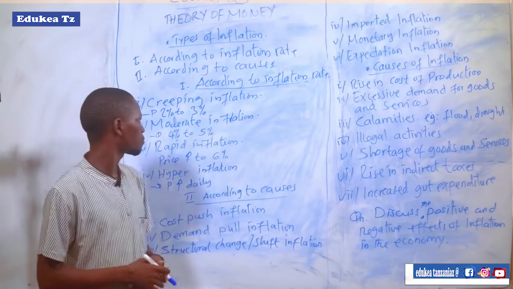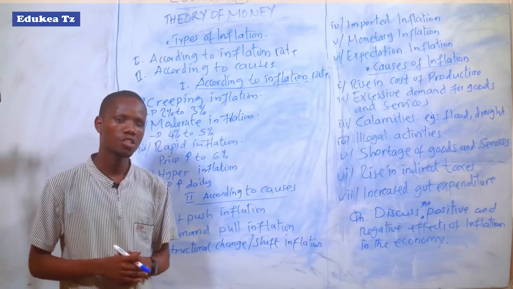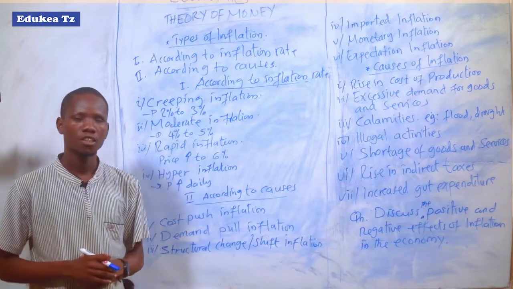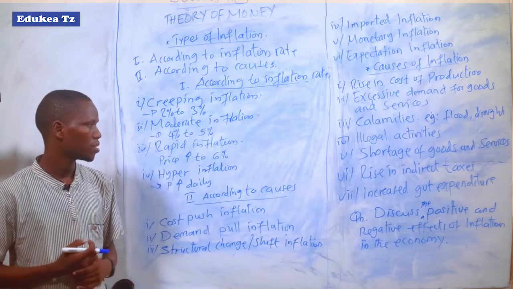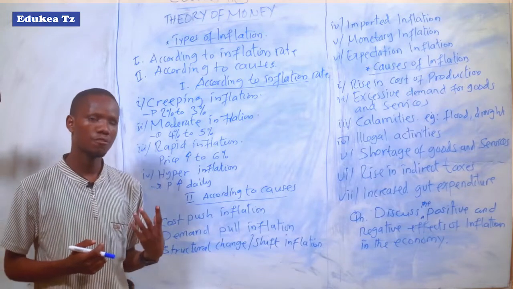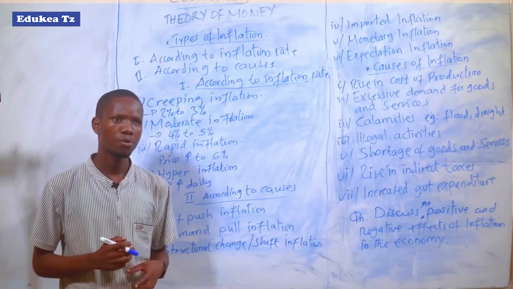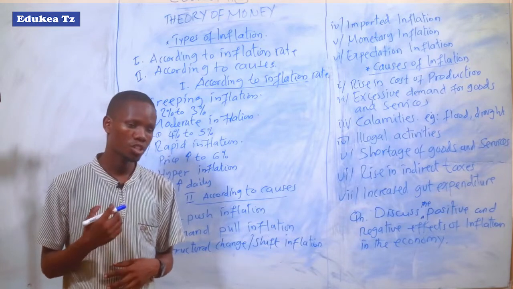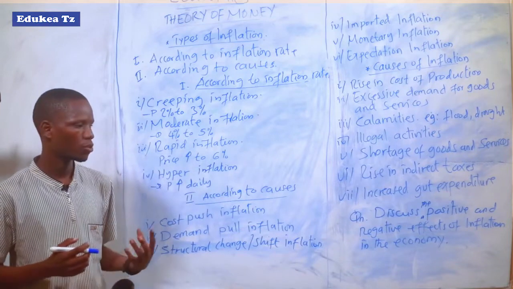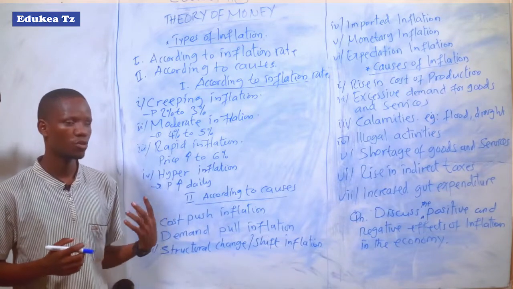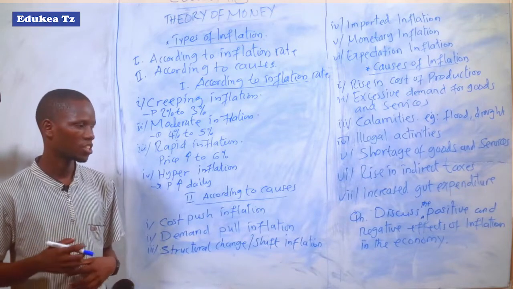Firstly, we have creeping inflation. This creeping inflation occurs when the price level rises between 2% to 3%. This type of inflation is not harmful to the economy. It means that when it occurs, people who engage in entrepreneurship cannot stop their business because it's not harmful to the economy, so it cannot lead to the failure or decline in their production.